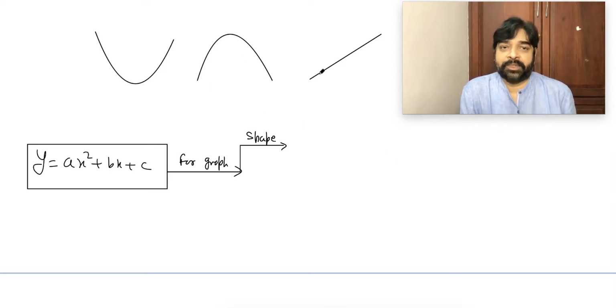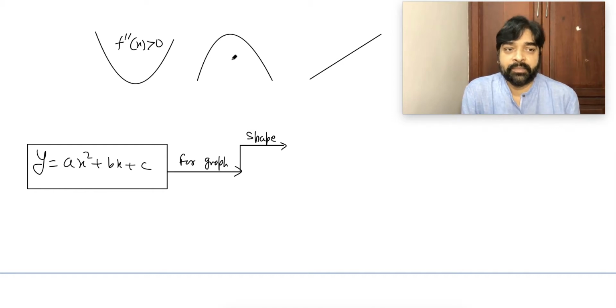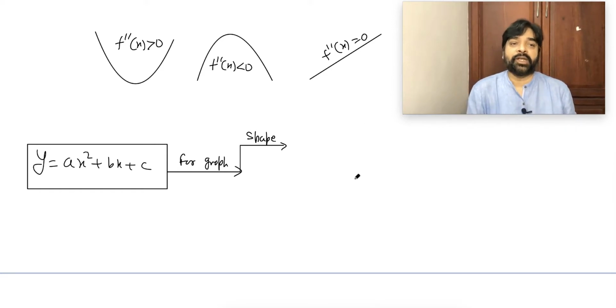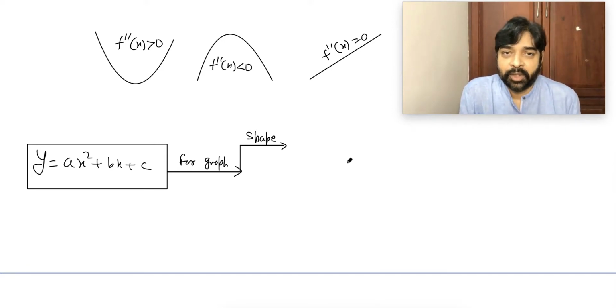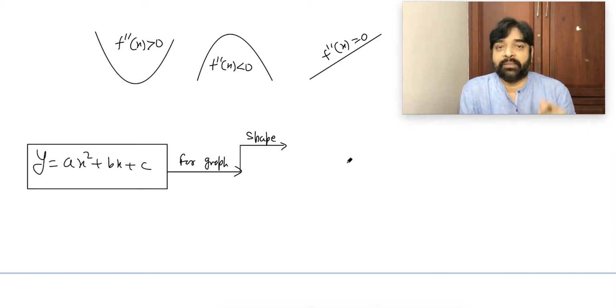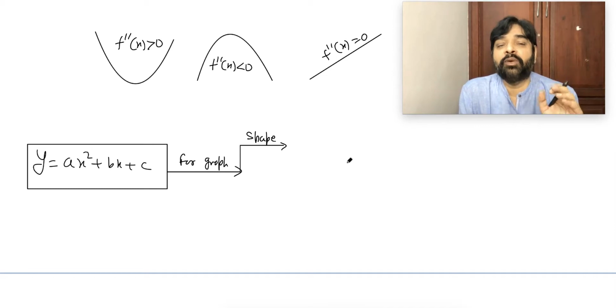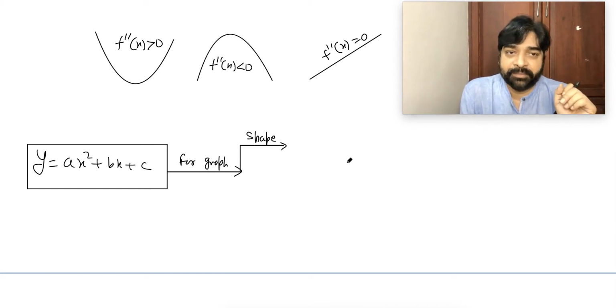These three shapes are always decided by the double derivative. Whenever the double derivative is positive, the shape will be concave up. Whenever the double derivative is negative, the shape will be convex down. And whenever the double derivative is 0, the shape will be a straight line. That's all. So who decides the shape? The double derivative. The double derivative of any expression will tell you exactly the shape of the curve.